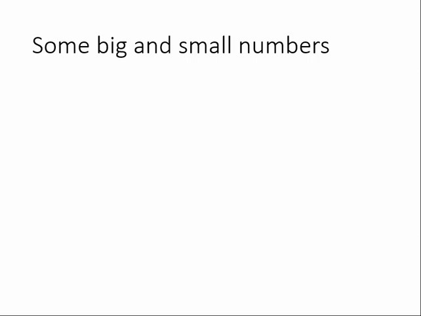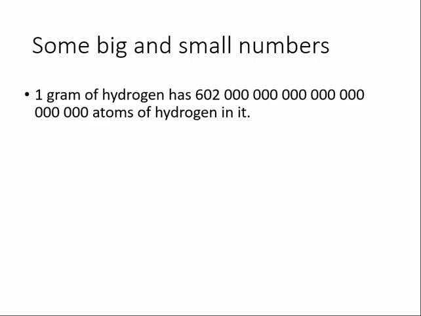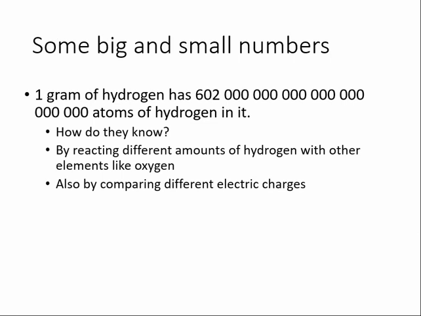Here's some examples of big and small numbers. A gram of the element hydrogen has 602 hexillion atoms of hydrogen in it. Hexillion means a trillion, and then 6 more zeros after that. How did they know this, by the way? They did chemical reactions comparing reactions with different amounts of hydrogen with other elements like oxygen or nitrogen. They also compared electrical charge of the different elements. I just point that out so you know these numbers didn't just come from nowhere. They're not made up.